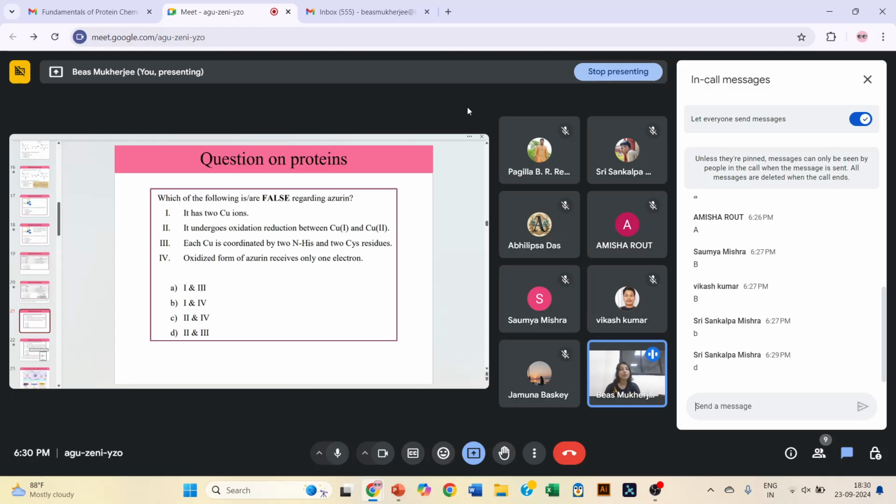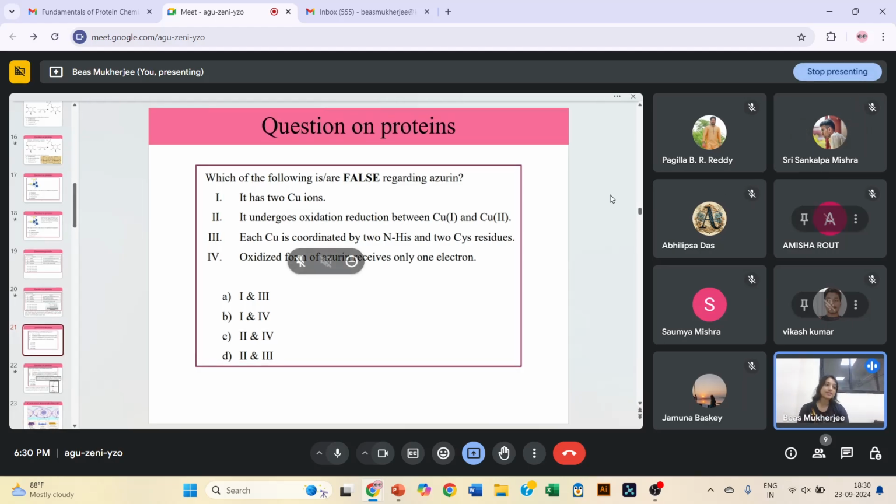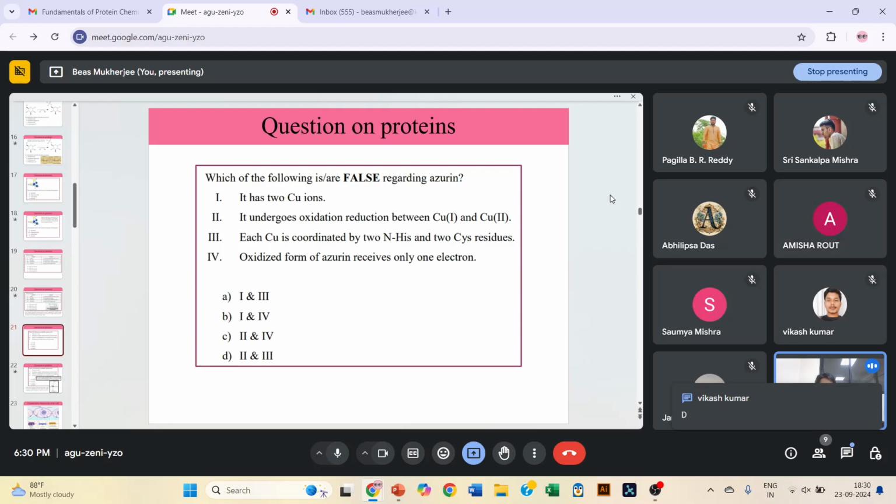It has two copper ions. It undergoes oxidation reduction between Cu1 plus and Cu2 plus. Each Cu is coordinated by two histidines and two cysteines. So you're saying that D is wrong. Achha. And oxidized form of azurin receives only one electron.